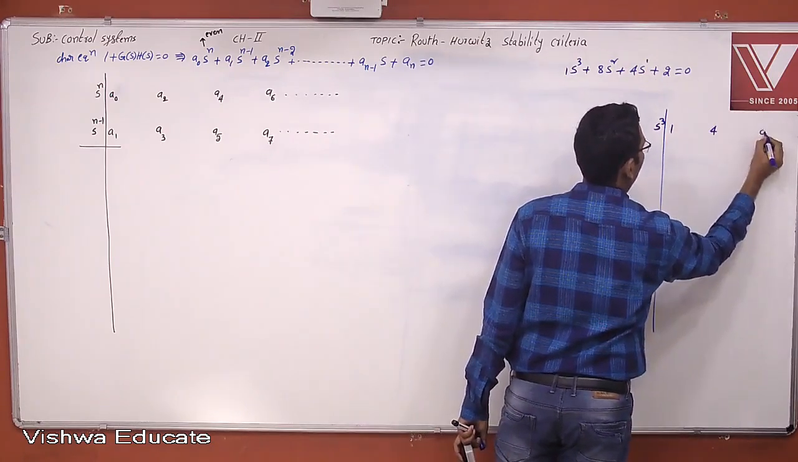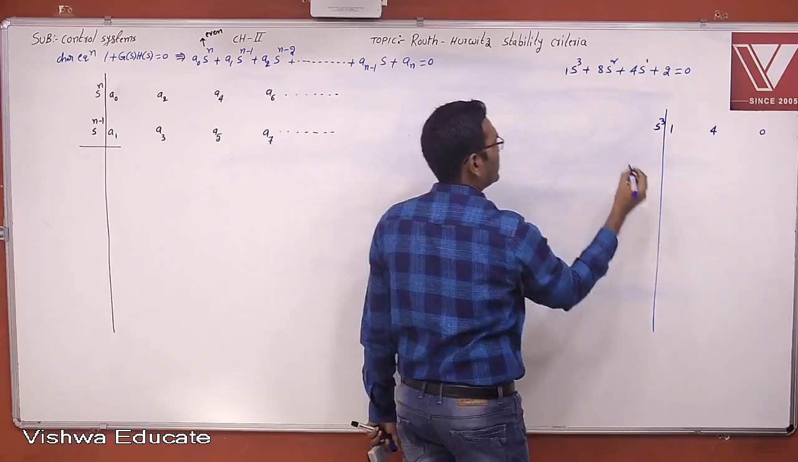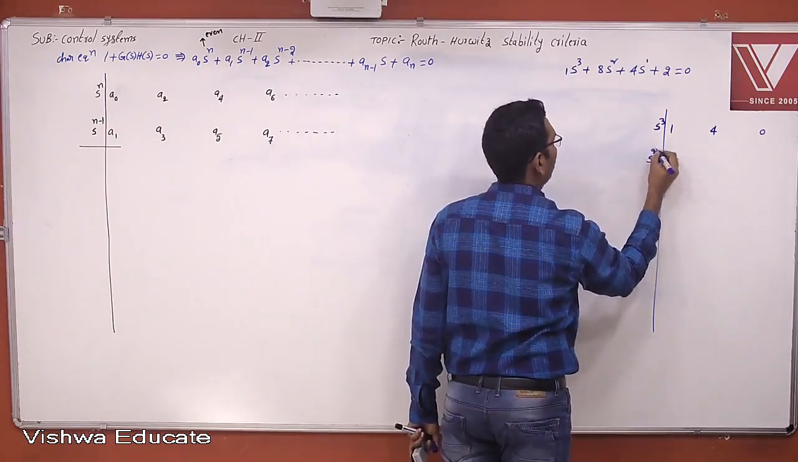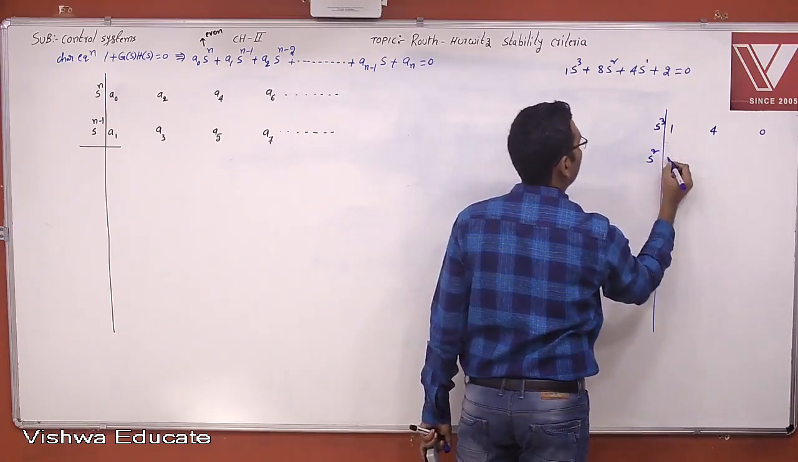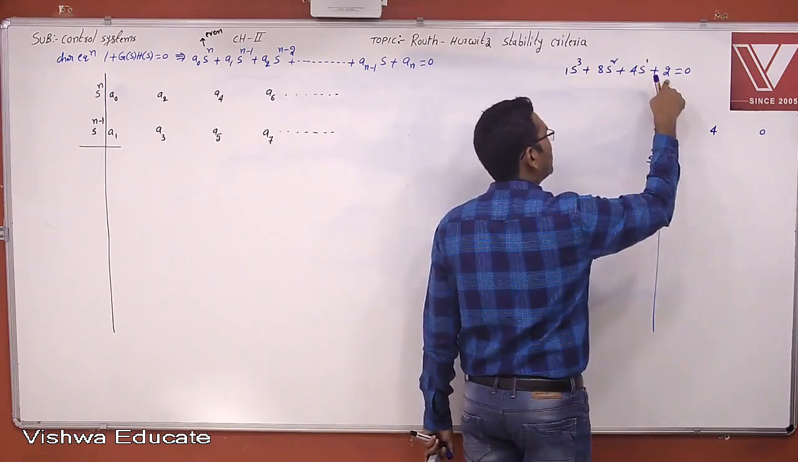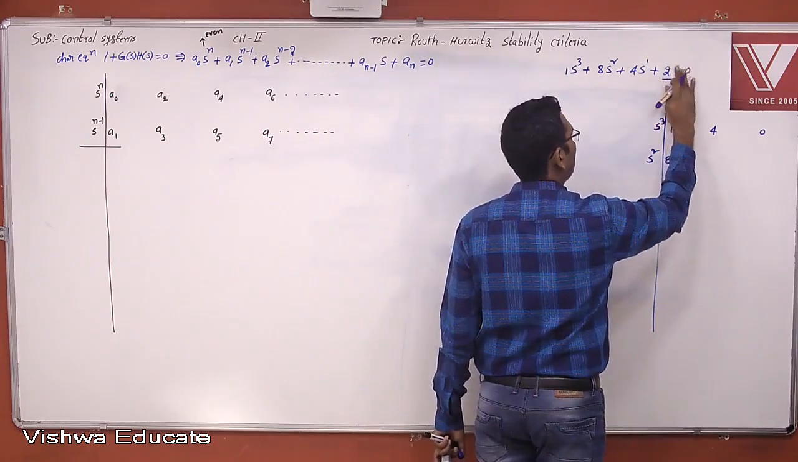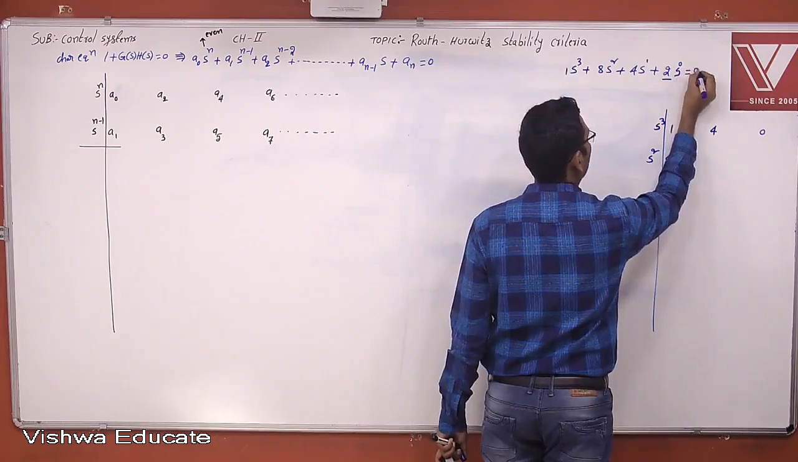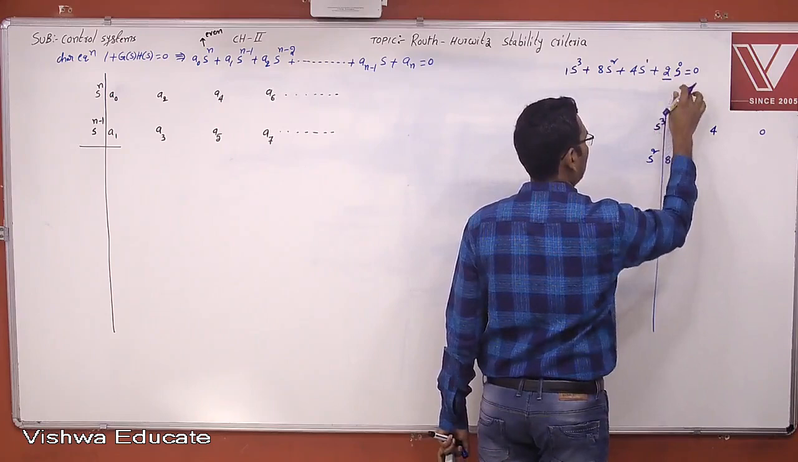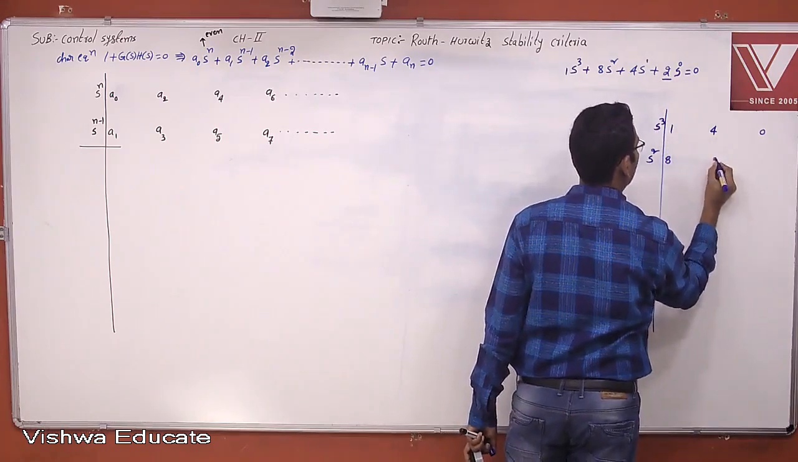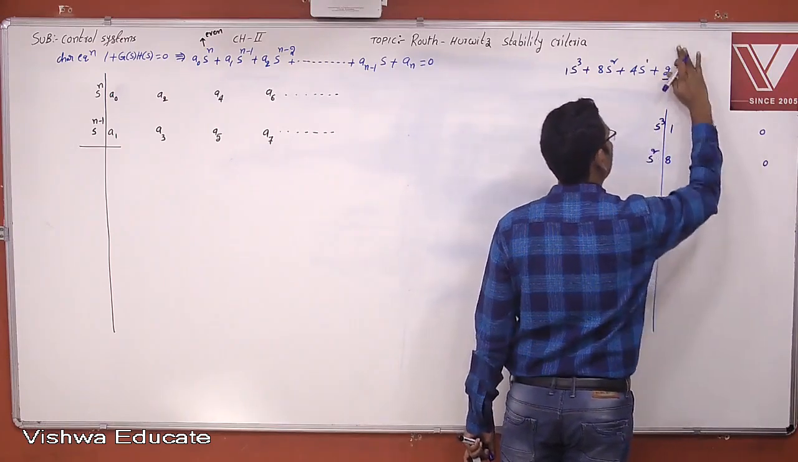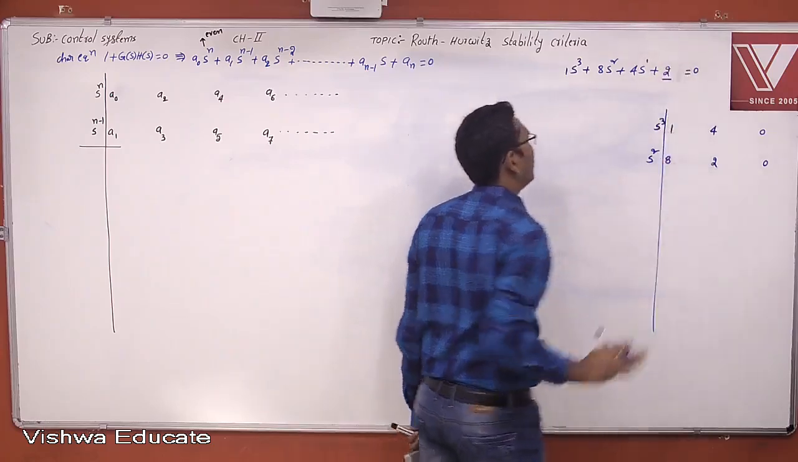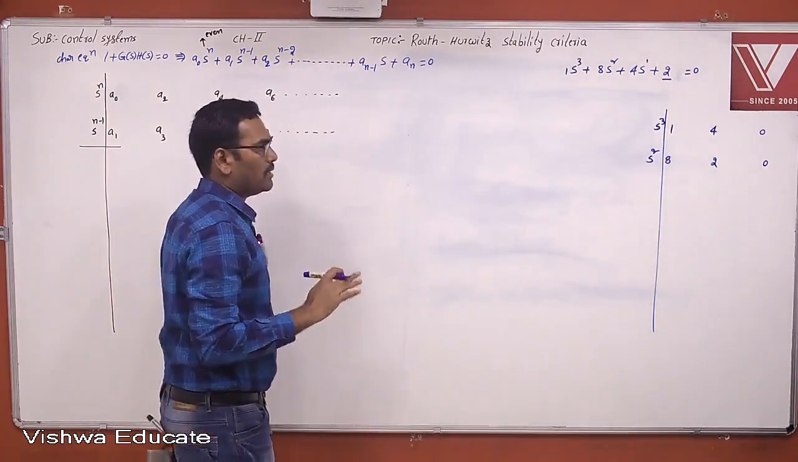That's it. Next, what is the next highest power? The next highest power is s square, an even power. The even power coefficient is 8. The constant is also treated as an even power, or the s power 0 coefficient is also treated as an even power. So the constant, or s power 0 coefficient, is 2. Okay, understand or not? The constant, or s power 0 coefficient, is also treated as an even power.